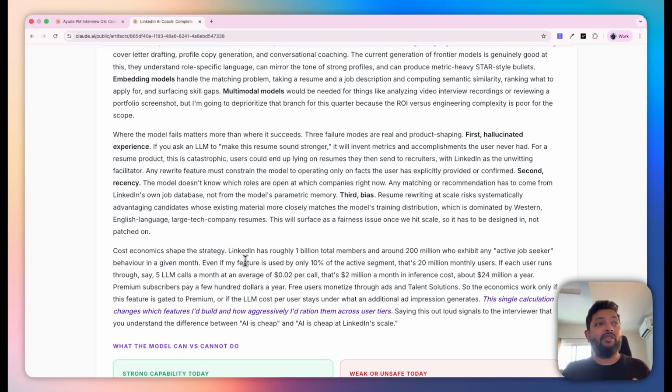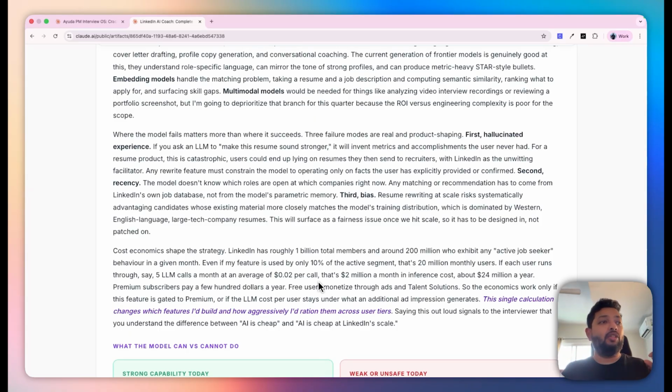If LinkedIn has roughly 1 billion total members, around 200 million would be active job seekers in a given month. Let's assume that it's only used by 10%. We still have 20 million users. Now if each user does 5 LLM calls in a month, at an average of $2 per call, that is $2 million a month in running costs. So $24 million a year. Premium subscriptions for LinkedIn cost a few hundred dollars a year, which means this economics cannot work unless we are gating this to premium or super premium, because the cost is very high.